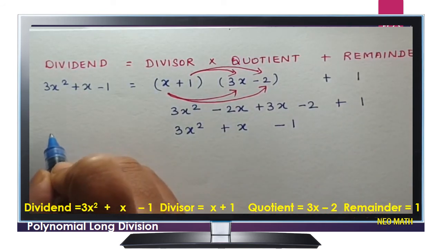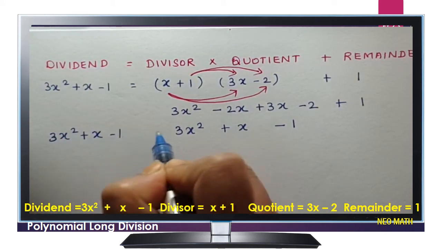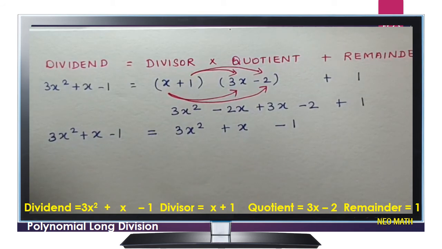So here you check the LHS. 3x square plus x minus 1 equal to 3x square plus x minus 1. So LHS equal to RHS.